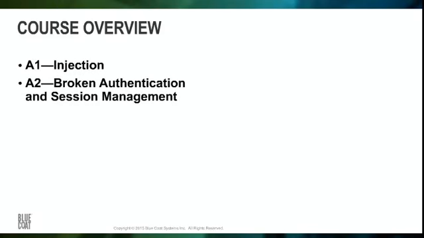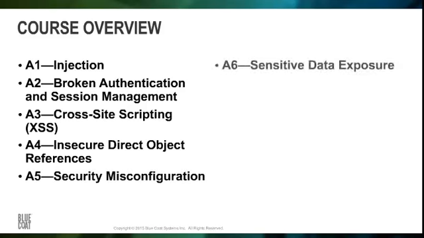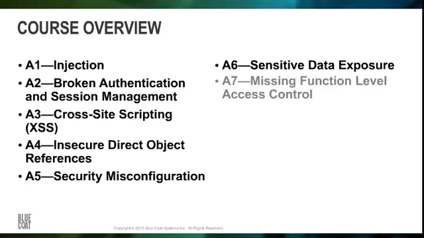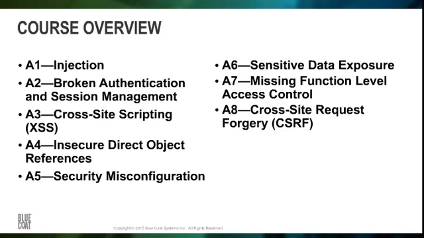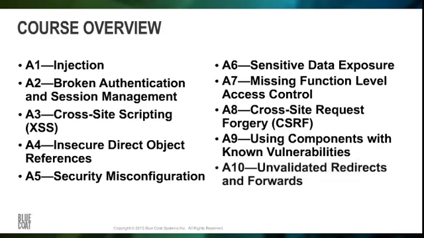This course describes Blue Coat's WAF coverage against the following OWASP Top 10 threats, as identified in the OWASP Top 10 2013 project. Injection, broken authentication and session management, cross-site scripting, insecure direct object references, security misconfiguration, sensitive data exposure, missing function-level access control, cross-site request forgery, using components with known vulnerabilities, and unvalidated redirects and forwards.